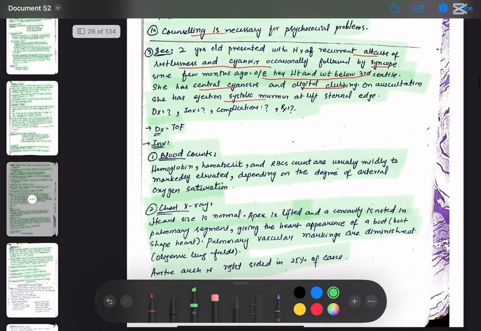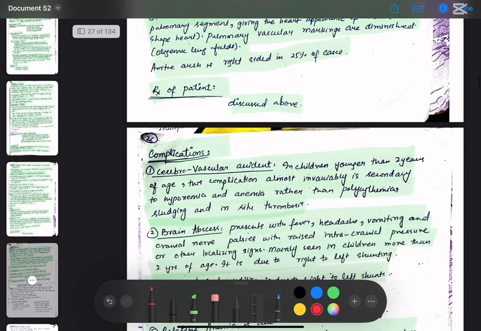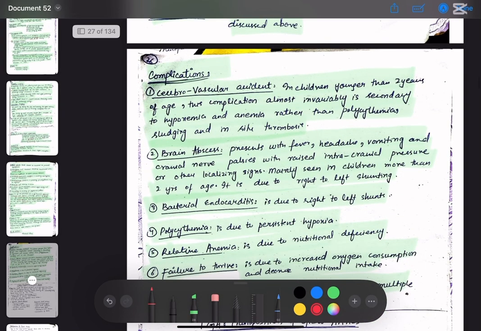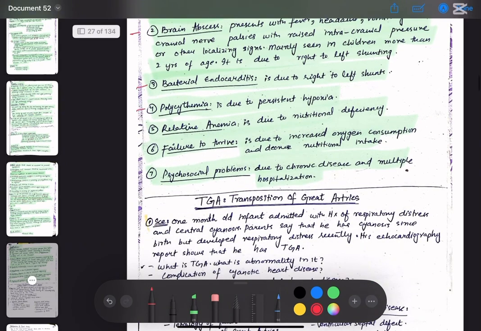So in this section, we discussed the investigation options that are done for tetralogy of Fallot. These are blood counts and chest X-rays, and the treatment of the patient is already discussed. In this specific section, we discussed the complications, which are cerebrovascular accidents, brain abscess, bacterial endocarditis, polycythemia, relative anemia, failure to thrive, and psychosocial problems.